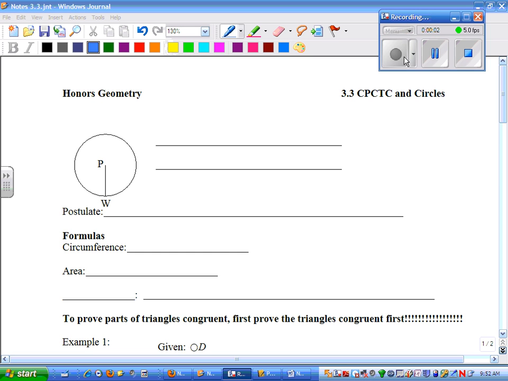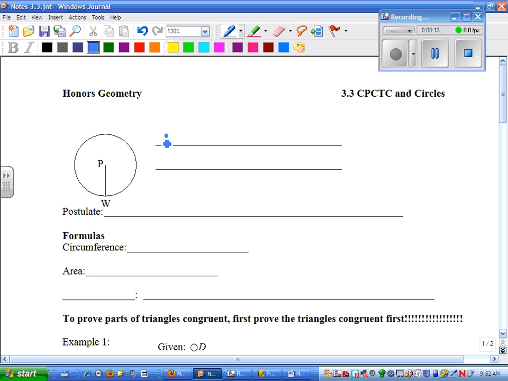Today's lesson is 3.3 CPCTC in circles. Before we get into CPCTC, we're going to start with the circle part. For now on, we will probably see this often in proofs. Circle P might be given in problems. If this is given, what that means is you have a circle with the center of P.